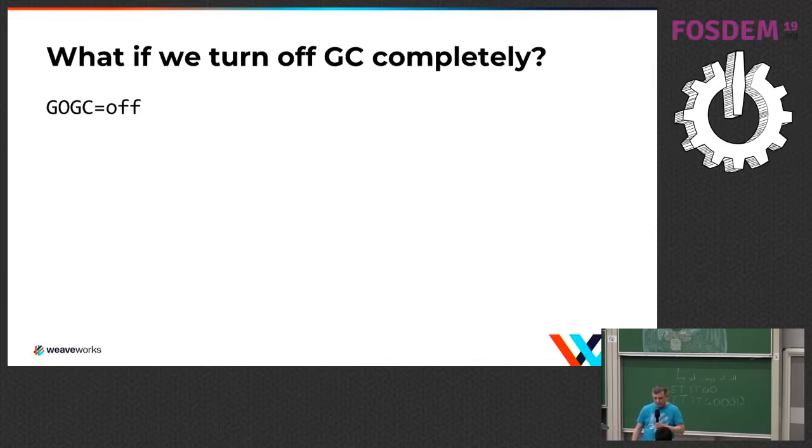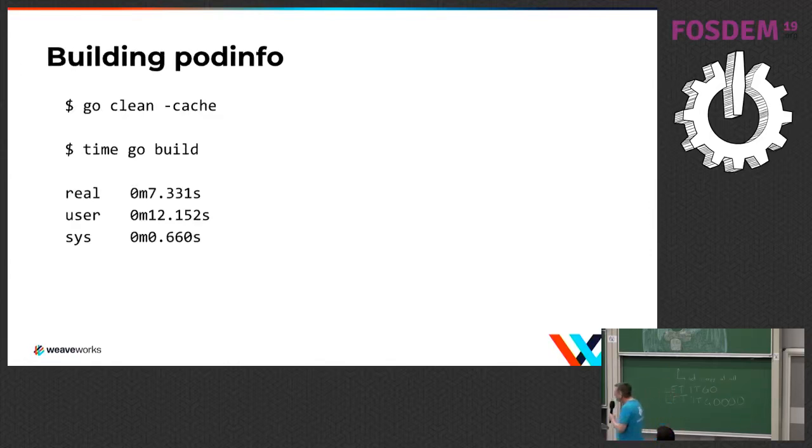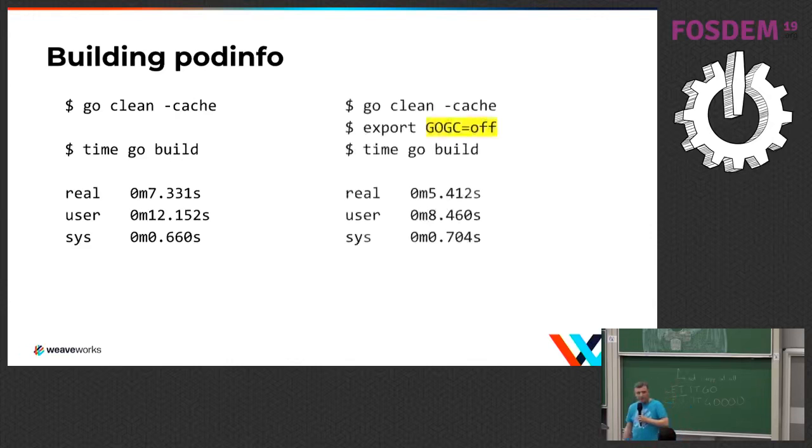Let me see, do I want to do the demo? No, I'm scared. The pre-canned version. So I built the podinfo program that I'm using for the demo, and it builds in like 7.33 seconds on my laptop. If I turn off garbage collection, it builds in 5.5 seconds. And this is a 4-year-old MacBook, so it certainly doesn't have infinite RAM.